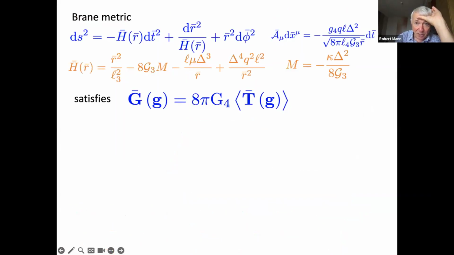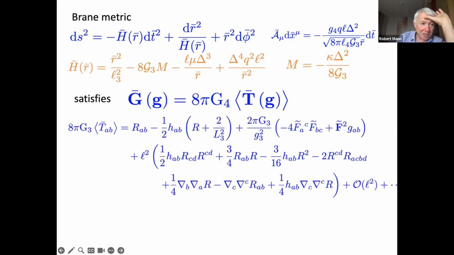So here is the brane metric with the gauge potential that I wrote. And the whole point of this is this brane metric doesn't satisfy the Einstein equations on the brane. Rather, it satisfies the semi-classical Einstein equations, where this T bar is just writing the G tensor in boldface and the stress energy tensor in boldface. Sorry, this should be a G3 here. That's a typo. This is correct here, but this should be a G3.